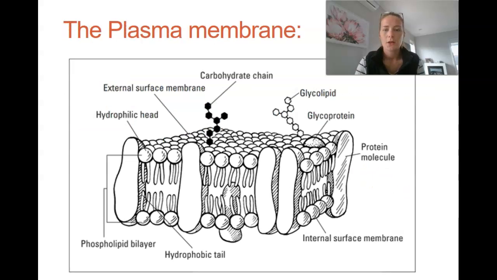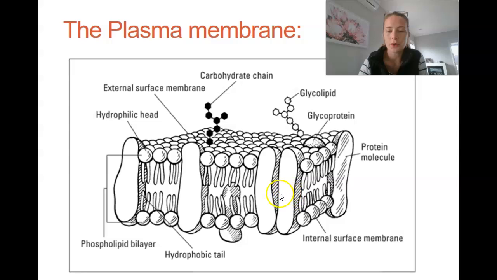Okay. Looking at the structure first, and I'll try to be nice and descriptive with the language, so if you are just listening to this video, you don't necessarily need to be looking at the diagram in order to understand. But we have a picture of what represents the fluid mosaic model of the cell membrane.